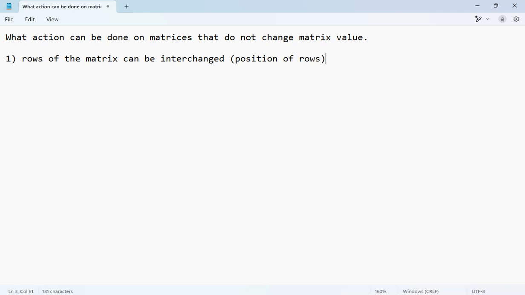Do you understand this? So you can take one row and put it into another row's place, and the next row goes into its place. So you can change places of the rows. One row can become the second row, and the second row will become the first row. Roman, is it understandable? So in the matrix, you can change the rows. I will give you an example.